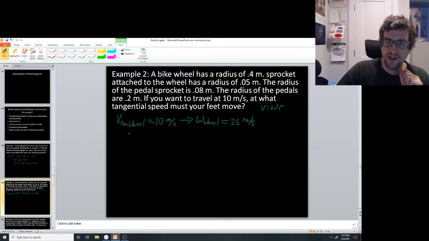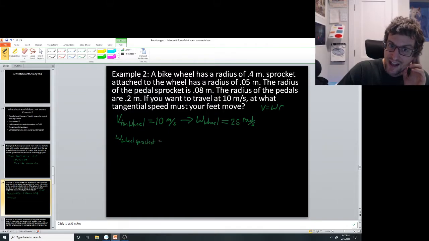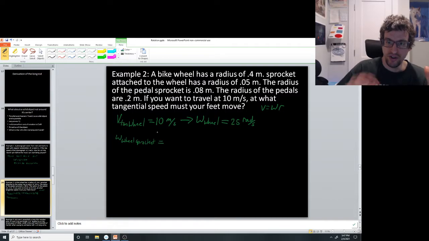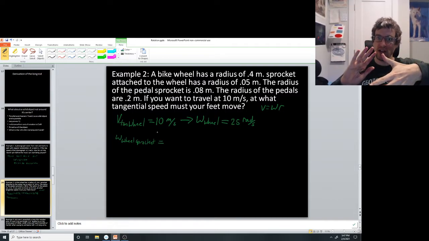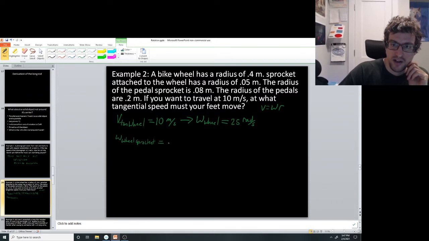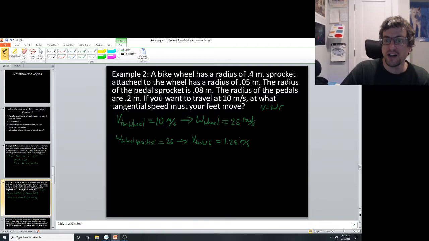Now, the wheel sprocket is going to have the same omega as the wheel. And that's because they're physically attached. So every time the wheel rotates one time, the sprocket also rotates one time. So that is going to be also 25. And from that, we can get the v tangential of the wheel sprocket. And again, using v equals omega r, it's 25 times 0.05, which is 1.25 meters per second.